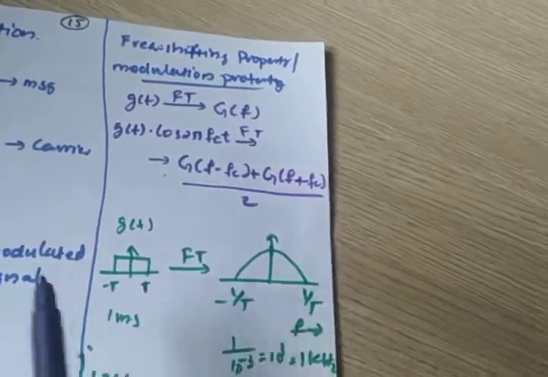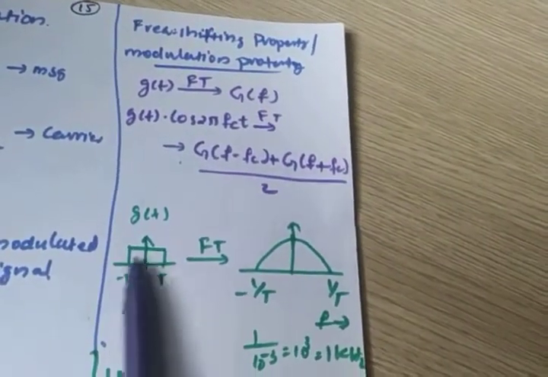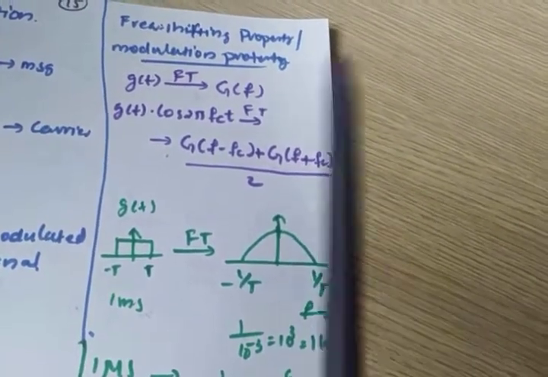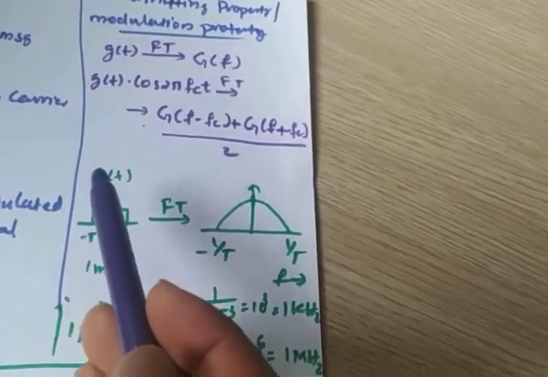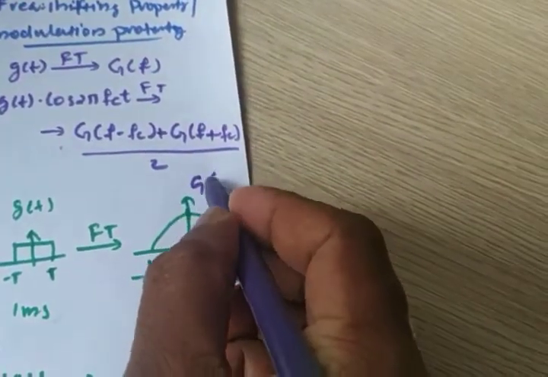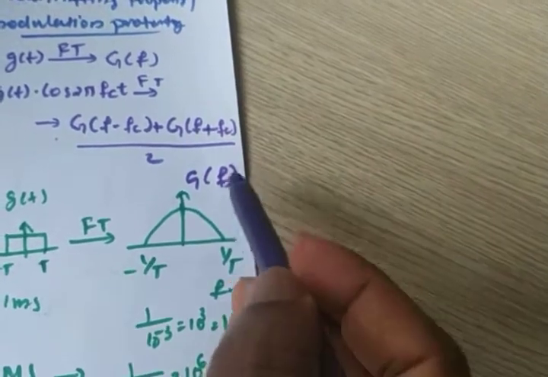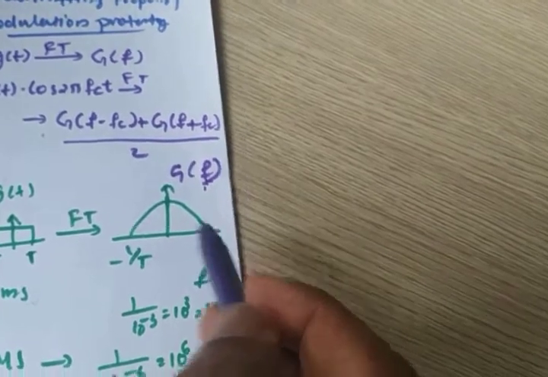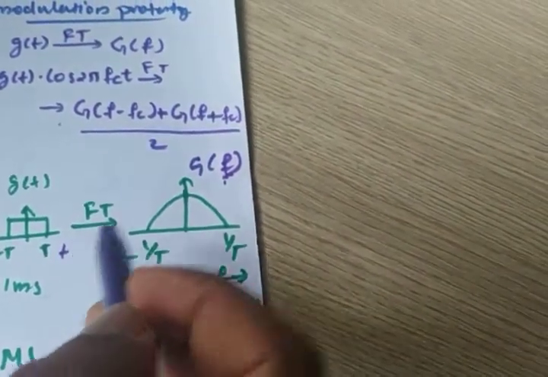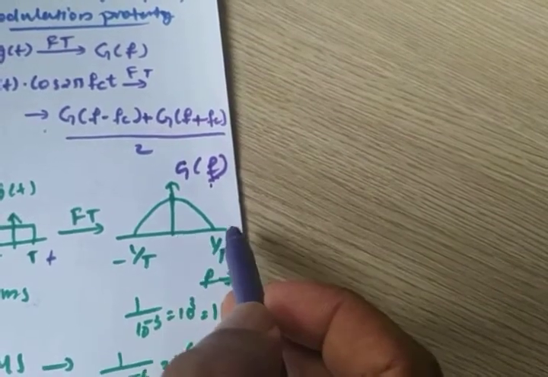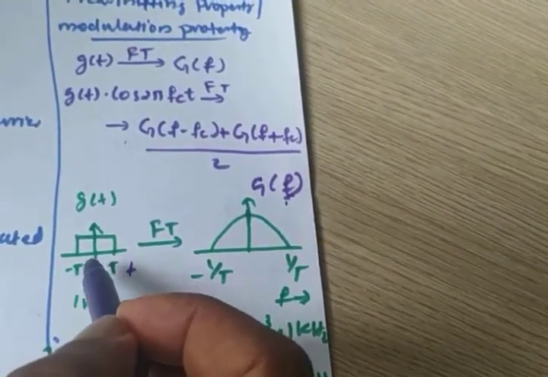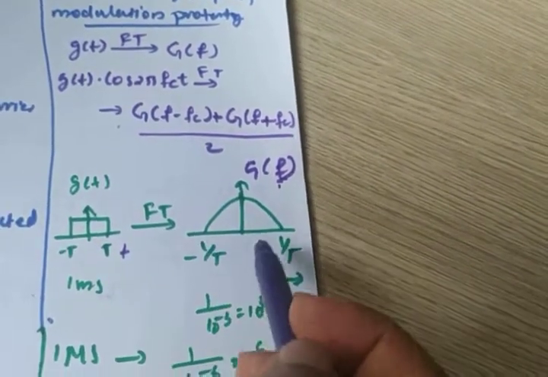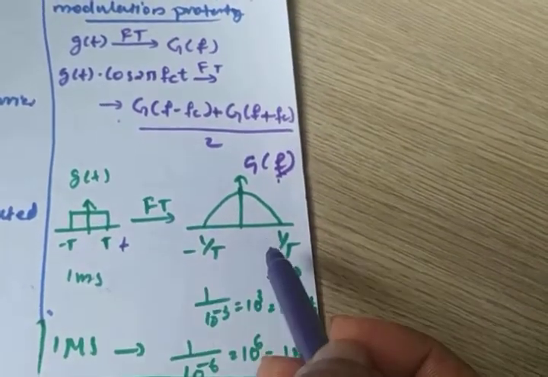Now suppose my G of t signal is a rectangular pulse. You take the Fourier transform, and you will get it like this. In time domain, this is the time domain signal G of t, and this is the frequency domain signal G of f. That means it is a function of f, so this axis is frequency. Here the axis is time, here the axis is frequency. So a time domain signal is converted into the frequency domain. So from minus t to t, take the Fourier transform, and you will get it like this. So here t to t, so here 1 by t to t.